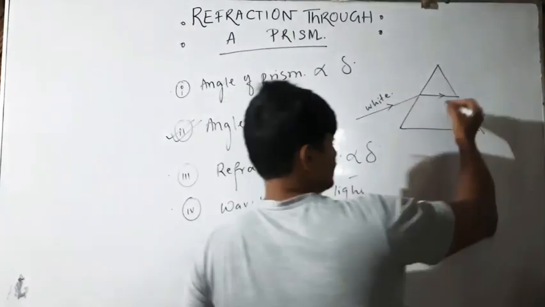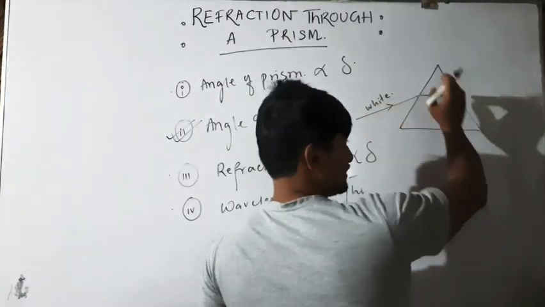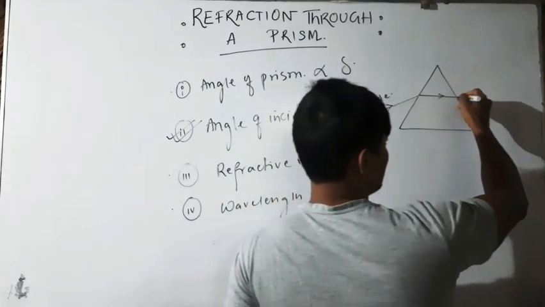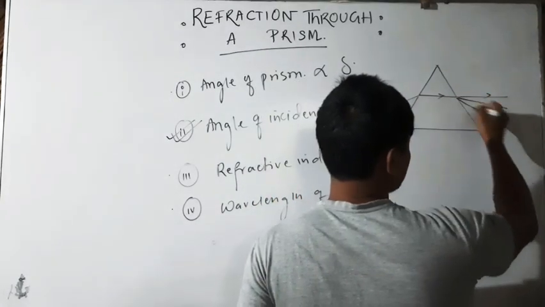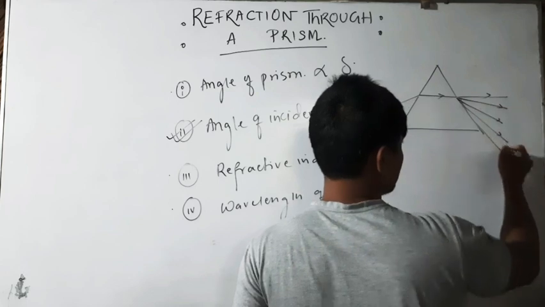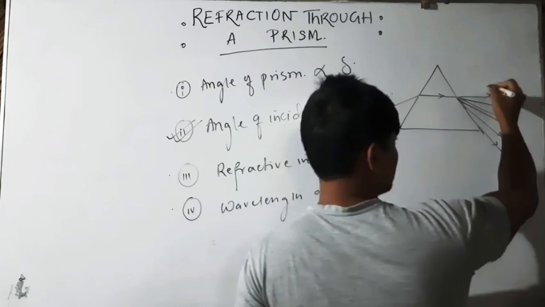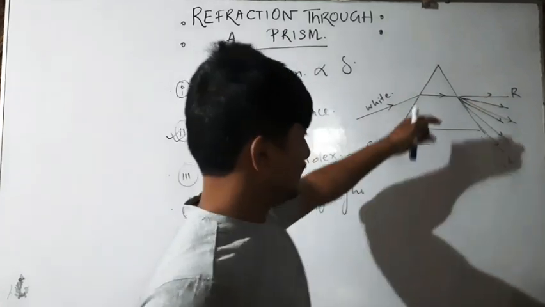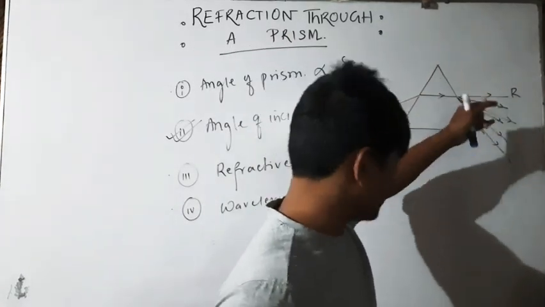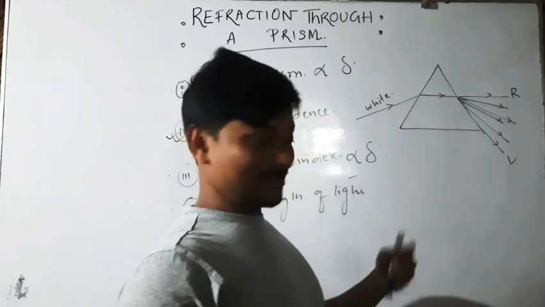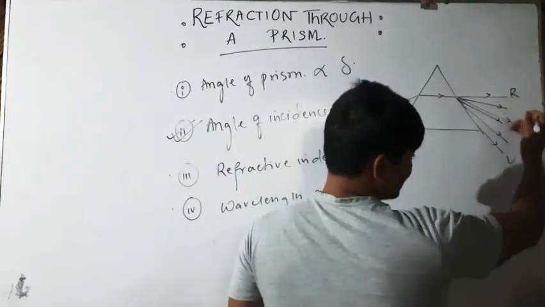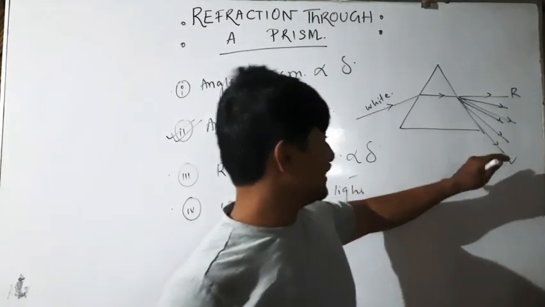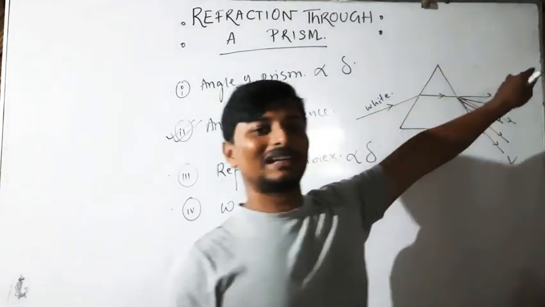Okay. So now what happens, whenever white light enters a prism, it suffers deviation. What will happen here? 7 colors is seen here. Okay, 7 different colors will be seen. The color that is coming in the lowest part will be violet. And the color that comes at the top, that will be red in color.